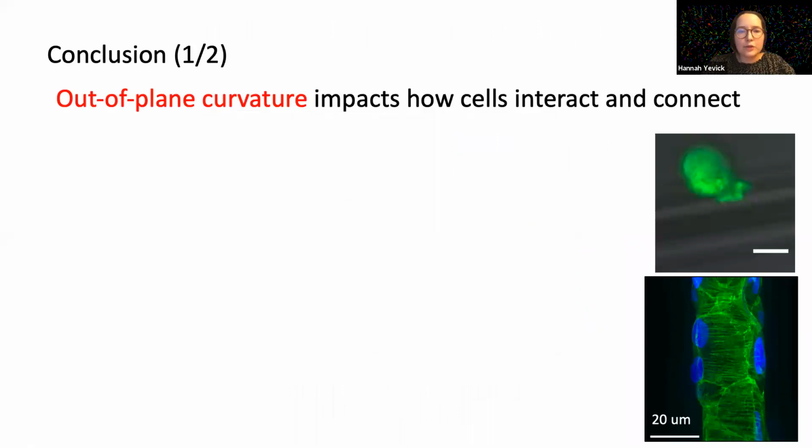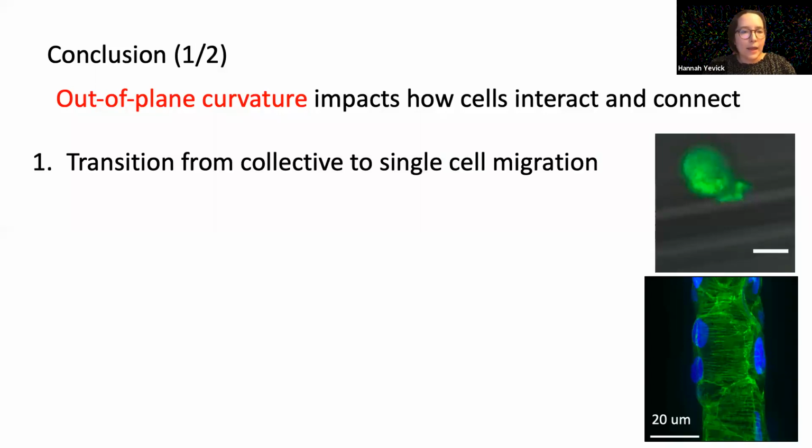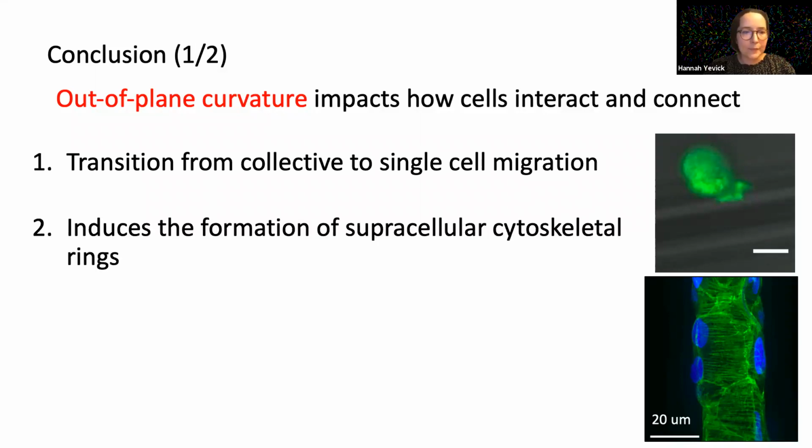So to conclude this first part, what I've shown you is that I developed a way to differentiate between confinement and curvature and identify that out of plane curvature in and of itself can cause the transition from collective to single cell migration and also induce the formation of supracellular cytoskeletal rings across your tissue.